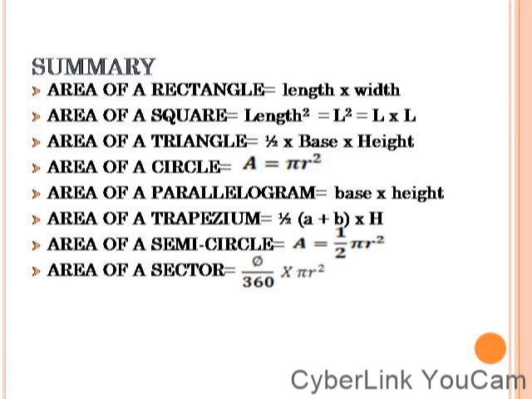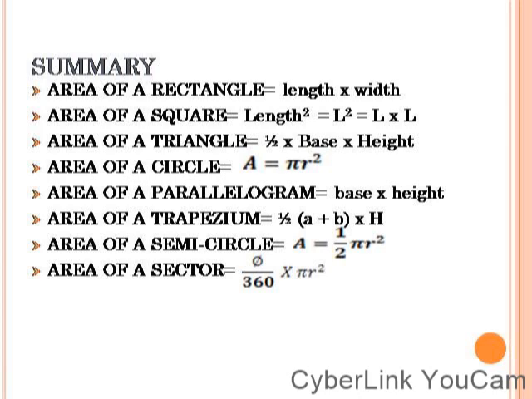Area of a trapezium is given as half bracket a plus b times height. Then the area of a semicircle is half pi r squared. Then the area of a sector is given as what? Theta over 360 times pi r squared. And this is the end of our lesson for today.